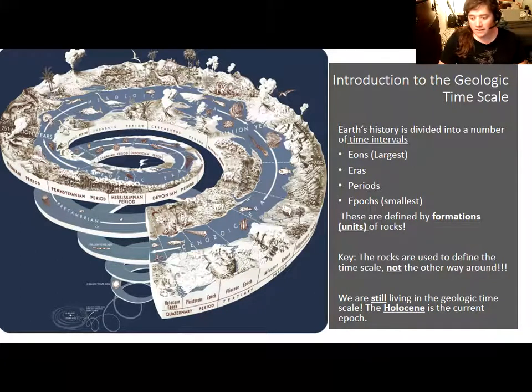This timescale is actually defined by rocks and fossils, not the other way around. We've come up with intervals of time the same way that in history we've defined periods by, say, when the Roman Empire was around, or the Showa era of Japanese history, or the era of good feelings in US history.